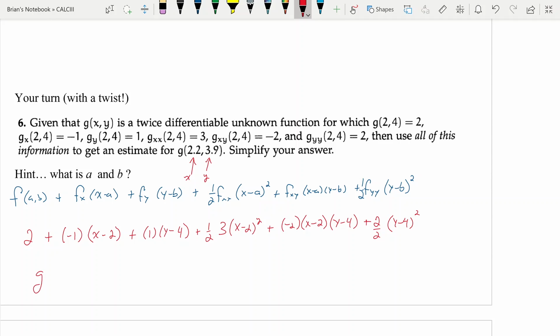So then we would say g of (2.2, 3.9) is about equal to 2 plus negative 1 times, so for our x we'd plug in 2.2 and then minus 2, plus, and then for our y we'd plug in 1 times y minus 4, so our y is 3.9 minus 4, and we would do that for the whole thing, and then we'd solve that out. I will spare you the dramatics. That's about as far as we would go. So that's Taylor polynomial expansions, just a quick review.